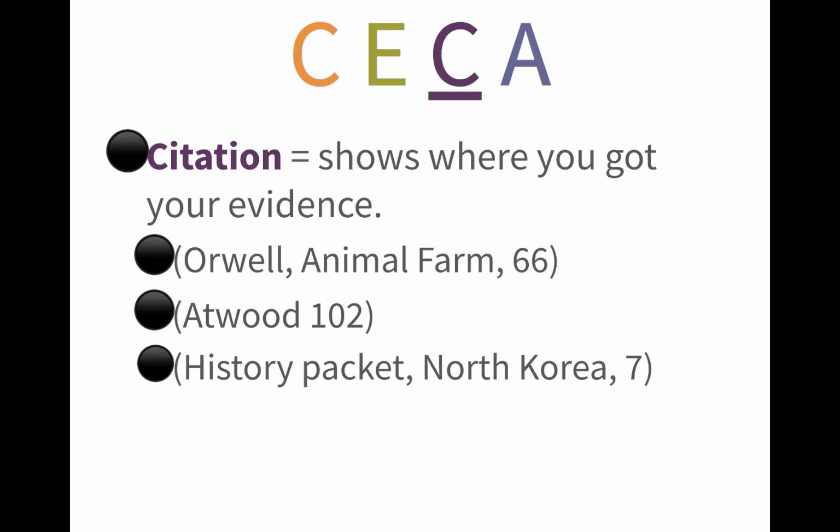The second C stands for citation, and the citation shows where you got your evidence. It always comes in parentheses after your evidence, and for English, it will include the author's name. If you've got two books by an author, like 1984 and Animal Farm, you've got to include the book title as well and the page number. For Atwood, we only have one book by Atwood. And for history, you can say the history packet, comma, and then the title of the packet and the page of the packet where you found the information.